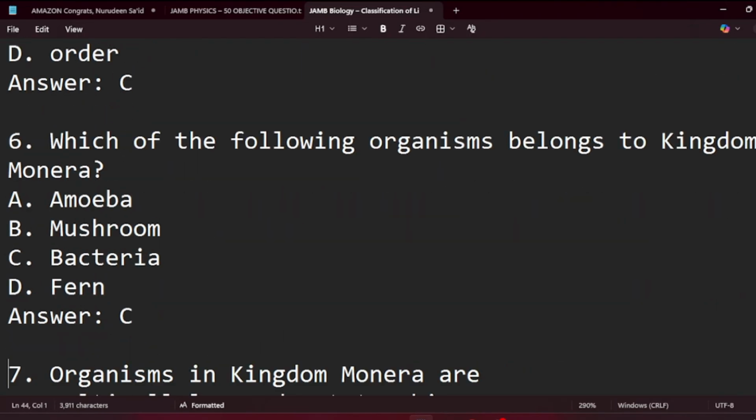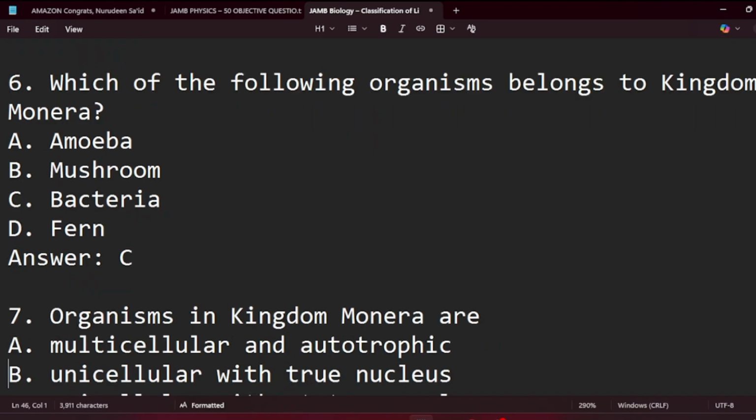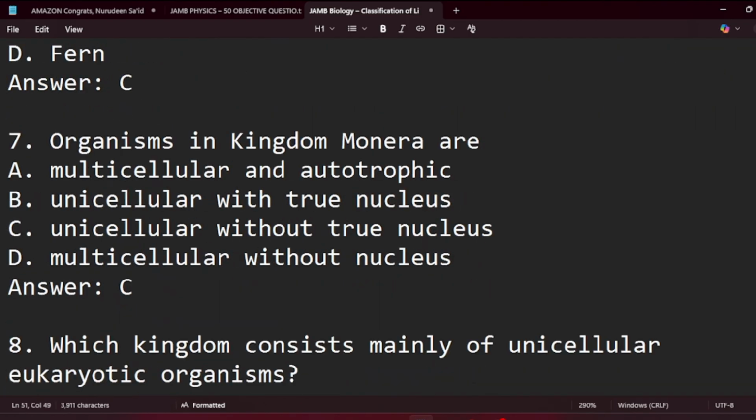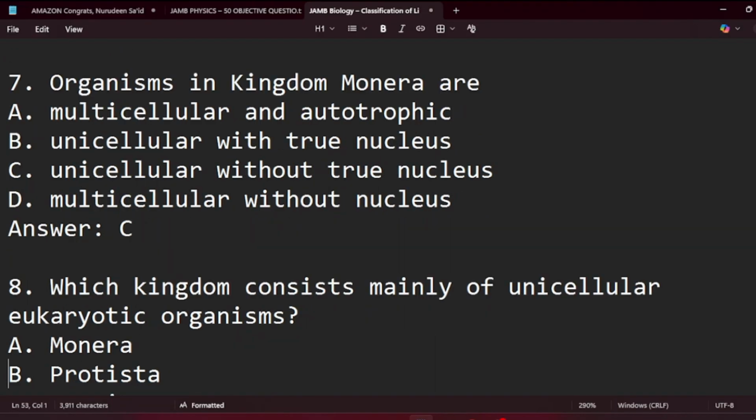Question number 6. Which of the following organisms belongs to kingdom Monera? A, amoeba, B, mushroom, C, bacteria, D, fern. The answer is C, which is bacteria. Question number 7. Organisms in kingdom Monera are A, multicellular and autotrophic, B, unicellular with true nucleus, C, unicellular without true nucleus, D, multicellular without nucleus. The answer is C, which is unicellular without true nucleus.